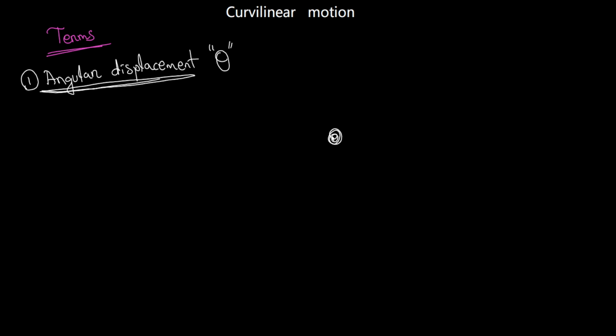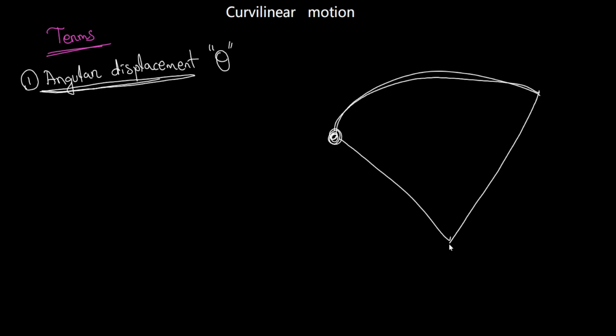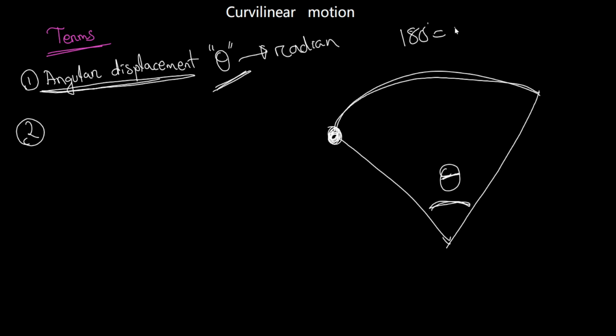Suppose the particle is moving in this curved path, so whatever angle will be made by the particle, this angle theta is nothing but the angular displacement. Getting my point? So the angle you got by the motion of the particle in a curved path, that's called angular displacement. The unit of this one is radian. Because you know 180 degree is equal to pi radian, you can convert whenever required.